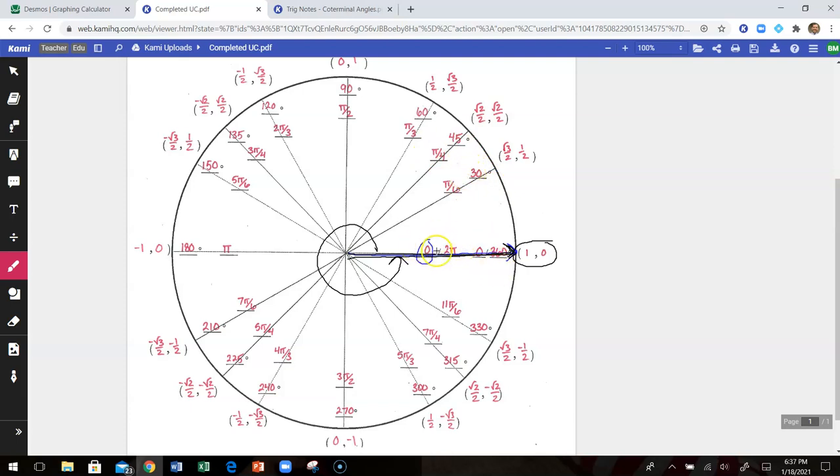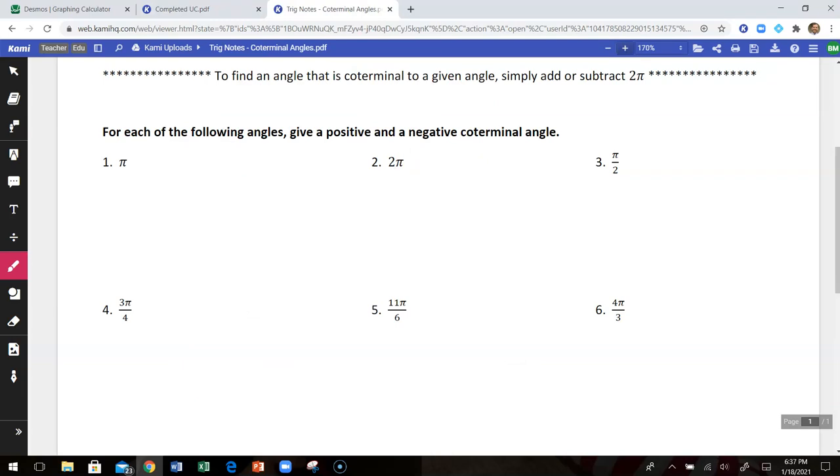A full rotation in terms of radians is 2 pi radians. So to find an angle that is coterminal to any given angle, simply add or subtract 2 pi. Every single time that I want to give a positive and negative coterminal angle, I'm going to add and subtract 2 pi to the given angle. So a coterminal angle to pi would be 3 pi, but also negative 1 pi. If I add 2 pi to pi, I get 3 pi. If I subtract 2 pi, I get negative 1 pi. Those are both in the same location as pi.